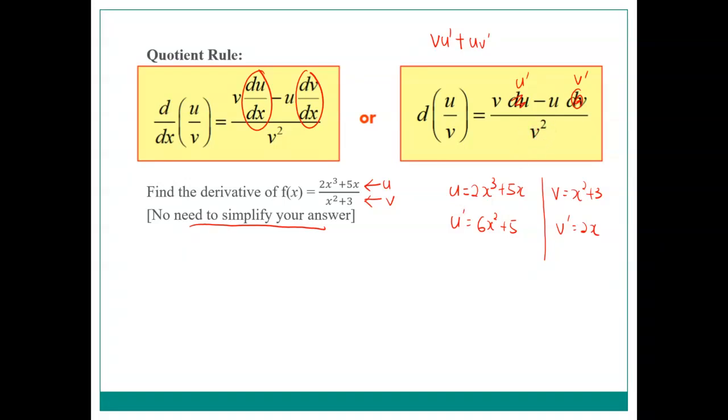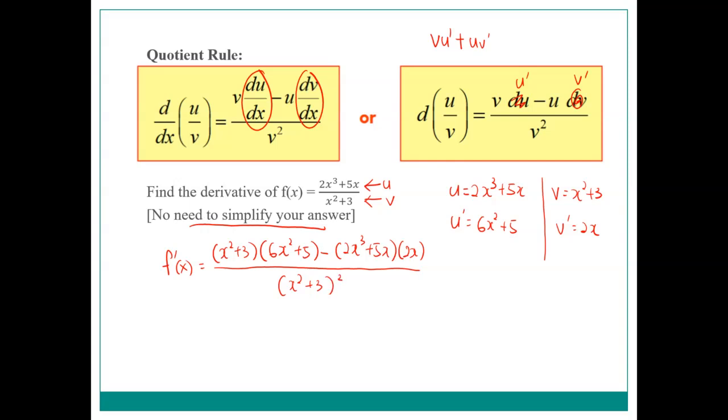Okay? So if you have no problem with this, we can start applying the quotient rule to find f prime of x, the derivative of f. So I have v, x squared plus 3, times u prime, 6x squared plus 5, minus u, 2x cubed plus 5x, times v prime, 2x here, divided by v squared. So I have v as x squared plus 3, the whole thing squared.